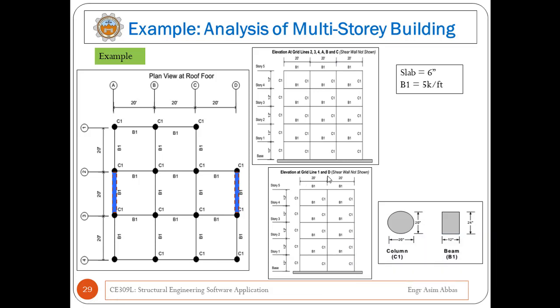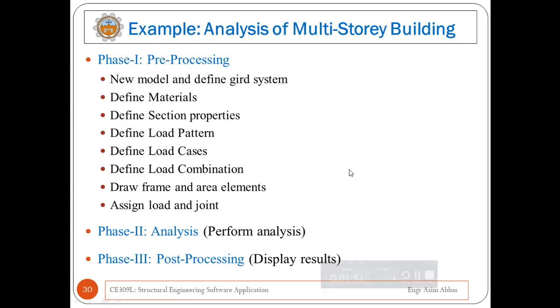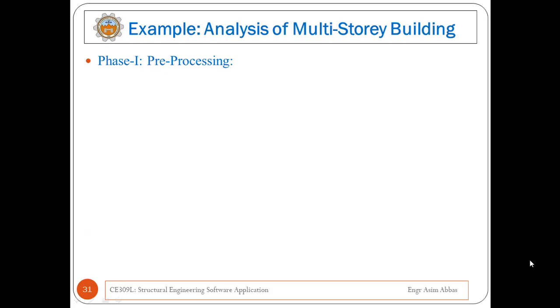Now let's see how to solve this multi-story building in SAP2000. The following procedure will be adopted, and it contains 3 phases. In phase 1, the different properties will be defined, phase 2 is related to the analysis, and phase 3 is related to the display of results. First of all, create a new model and define the grid system.